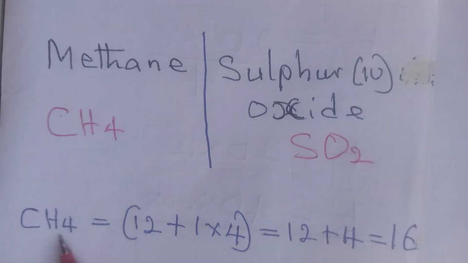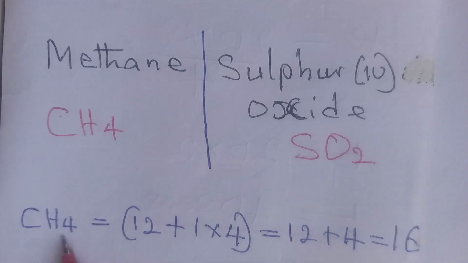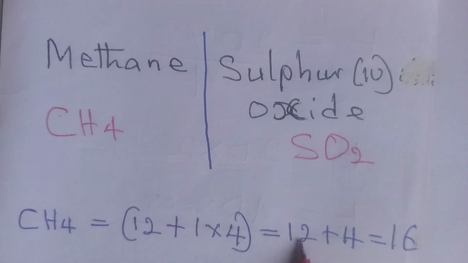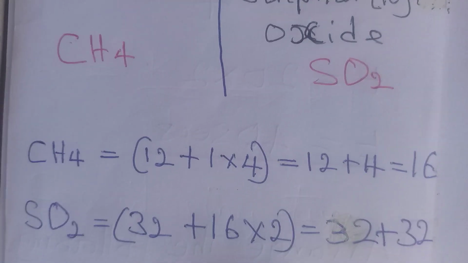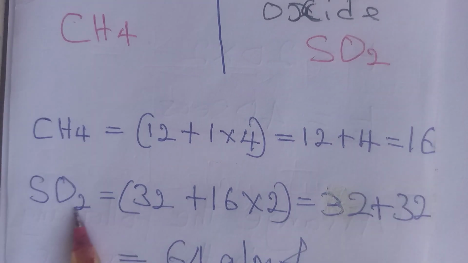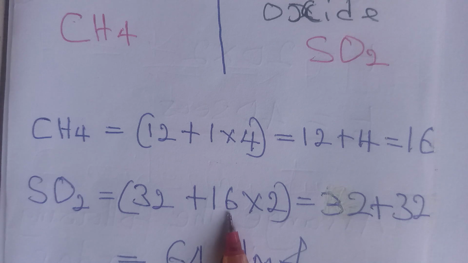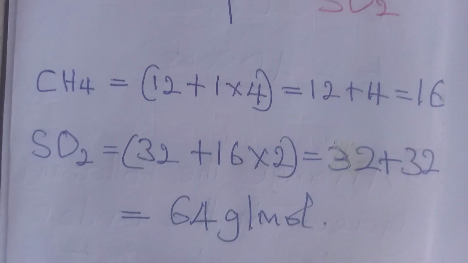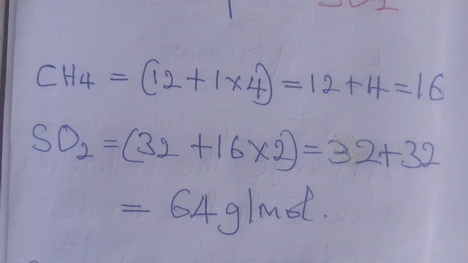Now, if you calculate the molar mass of methane, you have 12 plus 1 times 4. 12 is the molar mass of carbon, 1 is the molar mass of hydrogen. Because of the 4 atoms, you have 4 times 1, and that gives us 16 grams per mole. And that of sulfur 4 oxide is 32 plus 16 times 2, and that gives us 64 grams per mole.